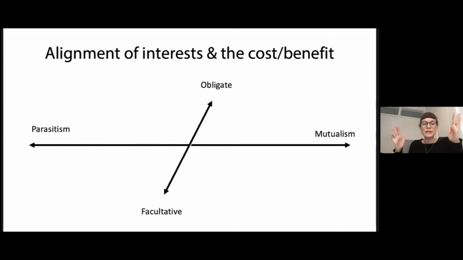So the usefulness of viewing these interactions on this spectrum can also be reflected in how we can, for example, see how changes in the environment can shift an interaction along this spectrum. We could imagine that if the environment means that there's more or less of a resource, then this changes the cost and the benefit for the different partners to contribute to their association.